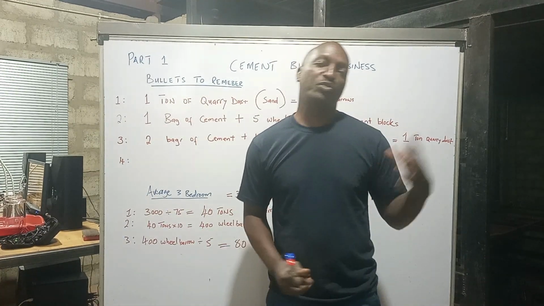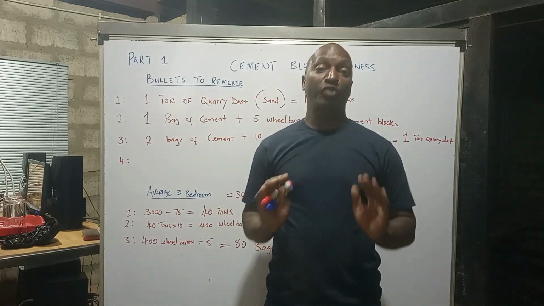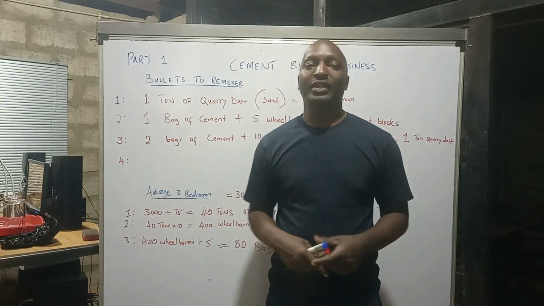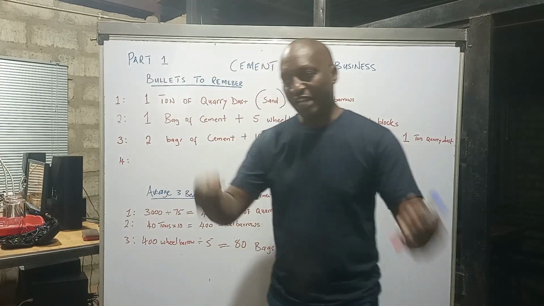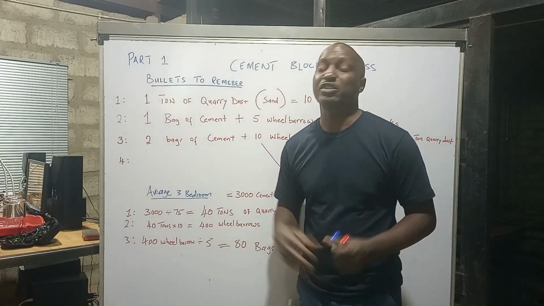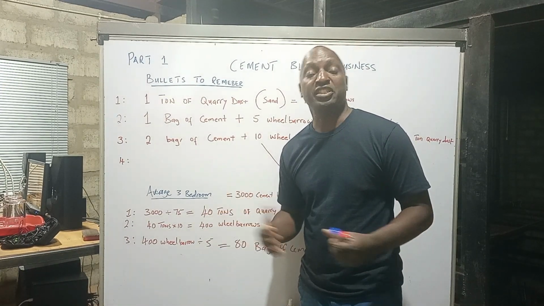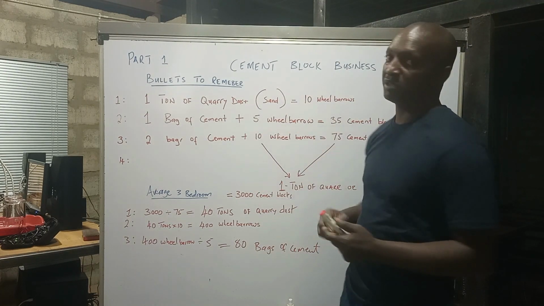So every time I used to go to the quarry, we'd put the pickup on a weigh bridge, and then they would load 1 ton of quarry dust in it. So when I came to the site, when I removed the quarry dust out of the pickup with the wheelbarrow, I used to get 10 wheelbarrows. So this is where I found this calculation of 10 wheelbarrows.